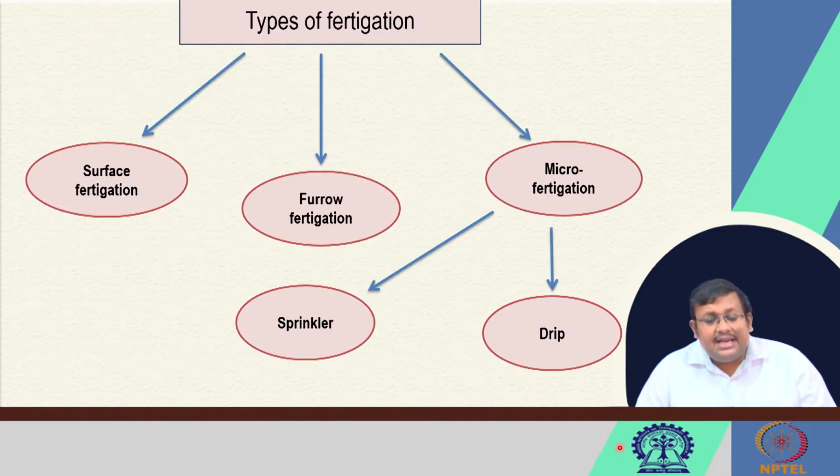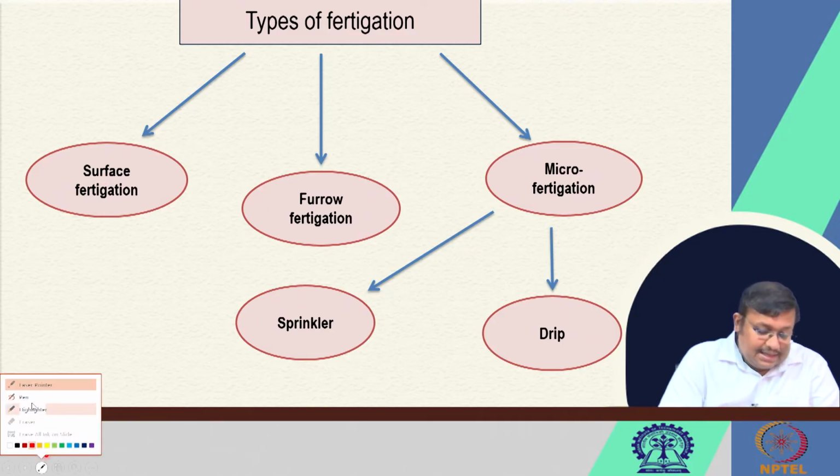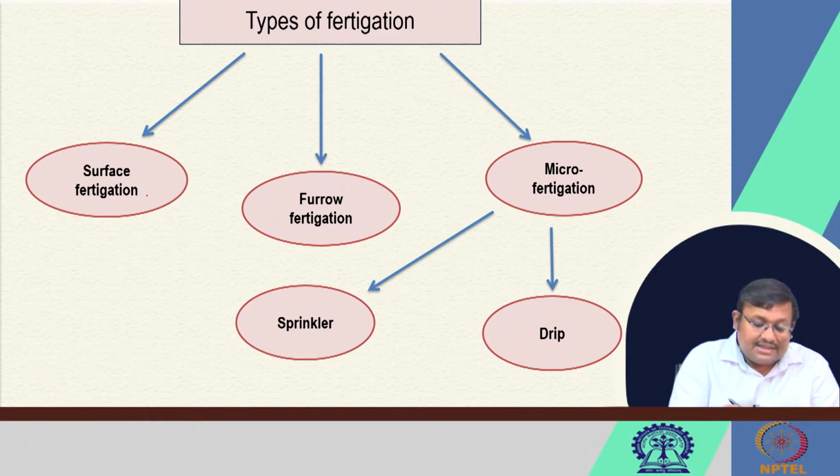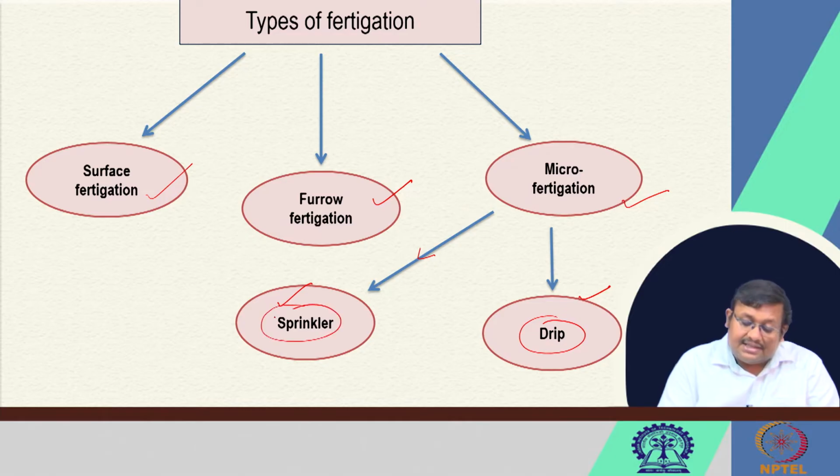Now, let us see what are the different types of fertigation. First of all, we can see surface fertigation, then furrow fertigation, and the third category is micro fertigation. Now, micro fertigation can also be divided into two categories, one is sprinkler irrigation, another is drip irrigation. In this lecture, we are going to first discuss drip irrigation or drip fertigation, then we will discuss sprinkler irrigation.